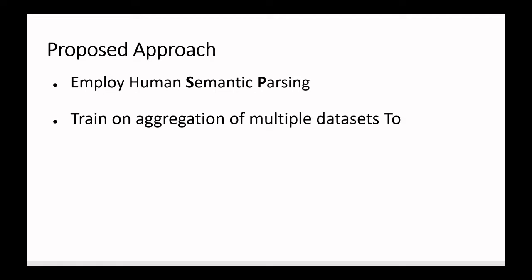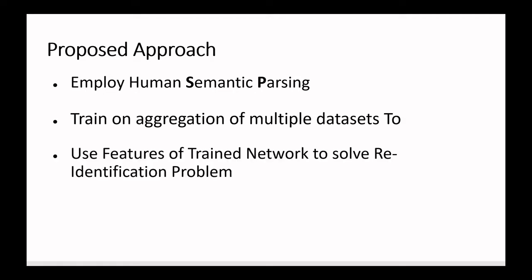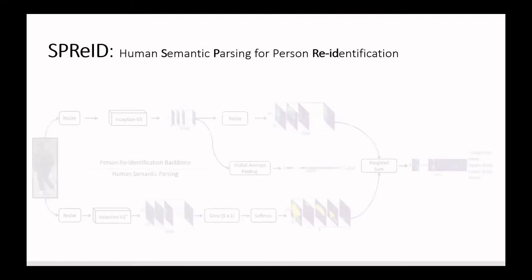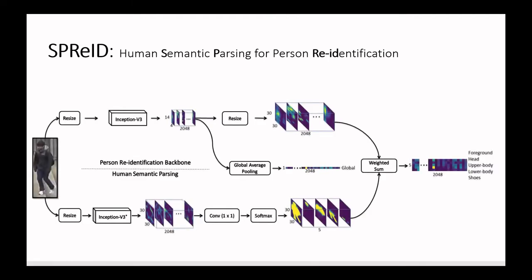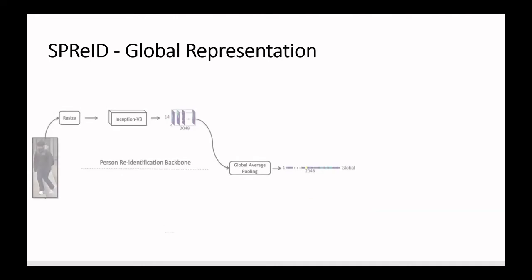Now our approach is that we want to use semantic parsing, a semantic segmentation of the person, and we want to train on multiple data sets. This is our approach, which we call human semantic parsing for person re-identification. This was the network, and it has 2 parts. First, we take an image, resize it, and with the inception features, do global average pooling, and we get a feature vector of 2048 dimensions.